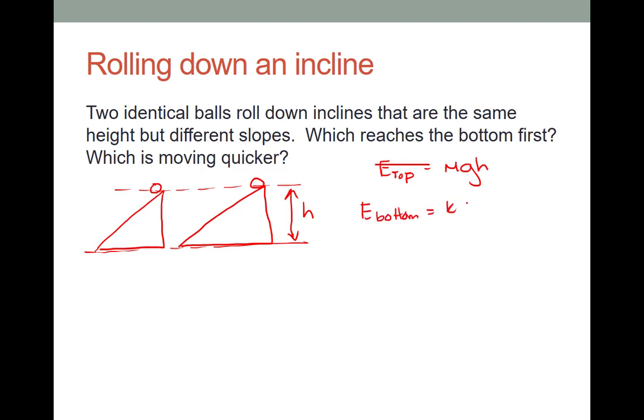they have both rotational kinetic energy plus translational kinetic energy. So that'll be 1/2 I omega squared plus 1/2 mv squared. For the bottom, we're assuming that gravitational potential energy is 0. I should have said that a moment ago. Plugging in that omega is v over R.